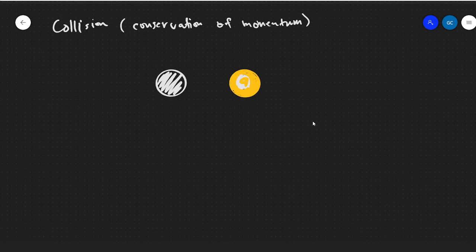We can look into, halimbawa, kukuha ka ng mangga na nasa taas ng puno at wala kang panungkit. So, ang ginawa mo, meron kang bato na may certain mass, ibinato mo doon sa mangga, tinamaan mo siya head-on. Gaano kabilis yung pagtalsik nung mangga pag tinamaan mo siya? Pwede mo rin yung tingnan sa scenario na to.